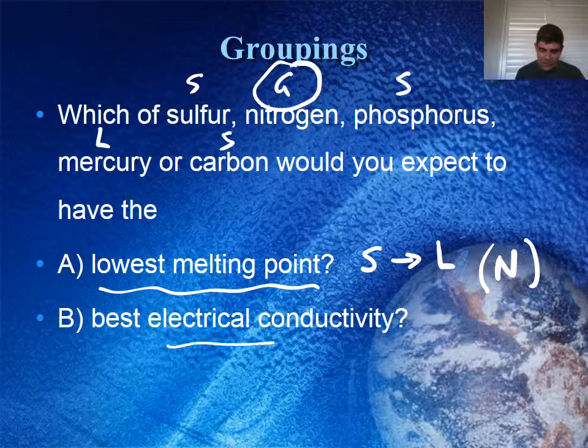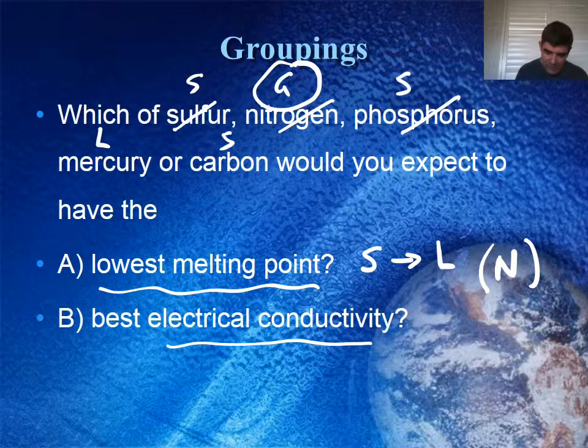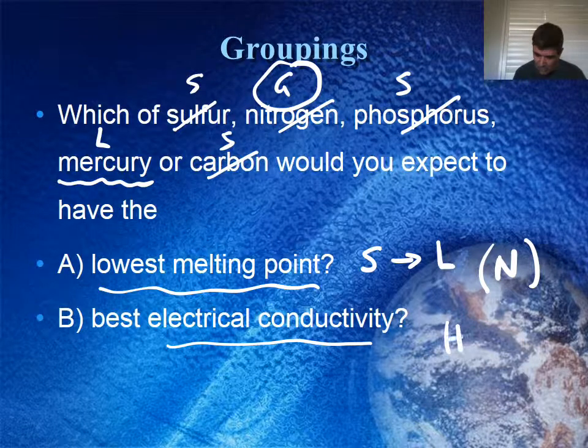Now the best electrical conductivity, well, we know that metals are the better conductors. Sulfur is a non-metal, nitrogen is a non-metal, phosphorus is a non-metal, and carbon is a non-metal or maybe a few little properties of semi-metal, but it's certainly not metallic. So the only one that we have here is mercury. So the best electrical conductor amongst this group would be mercury.